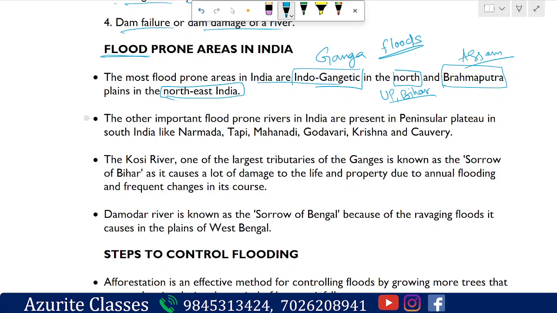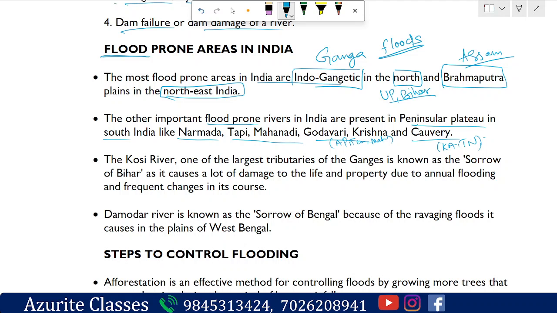The other important flood prone rivers in India are present in the peninsular plateau in South India, like the Narmada, Tapi, Mahanadi, Godavari, Krishna and Kaveri. The Kaveri flows through Karnataka, then Tamil Nadu, and some part of Kerala. The Krishna and Godavari flow through Andhra Pradesh, Telangana and also Maharashtra. Mahanadi and Tapi are in Maharashtra. Those all cause floods near the river bank.